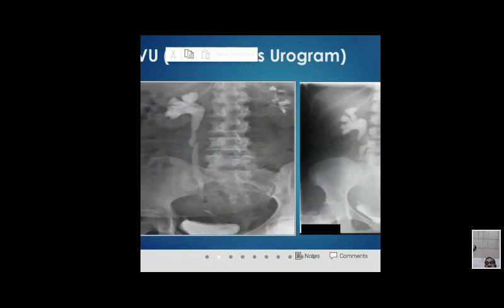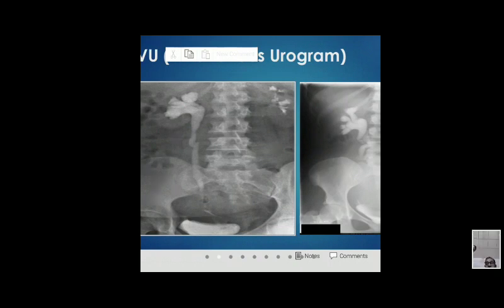So what are the causes of hydronephrosis? Sir, ureteric stone, ureteric stricture, benign enlargement of the prostate, and malignancy involving the urinary tract.